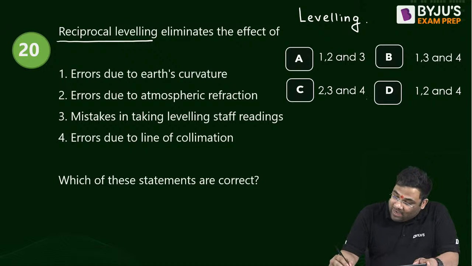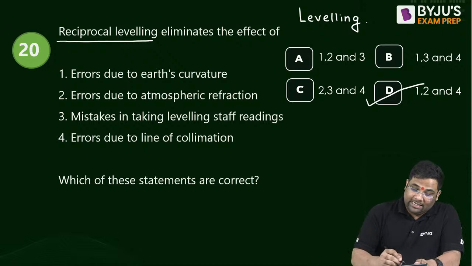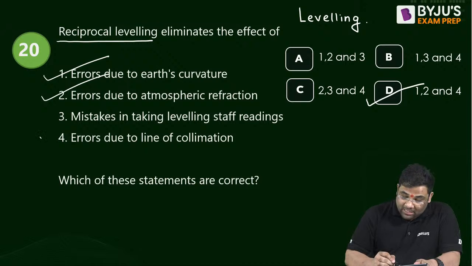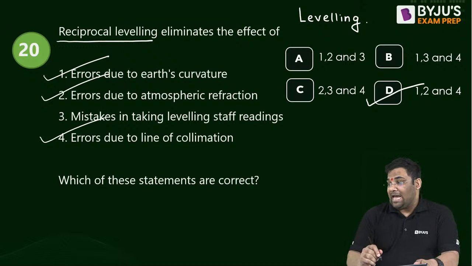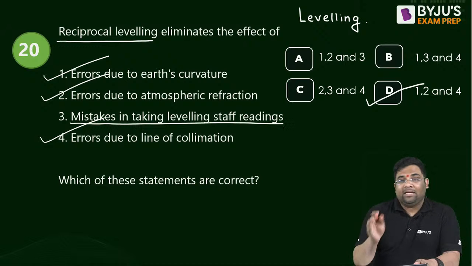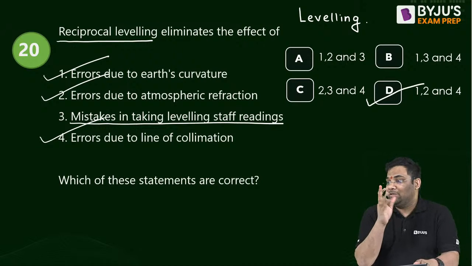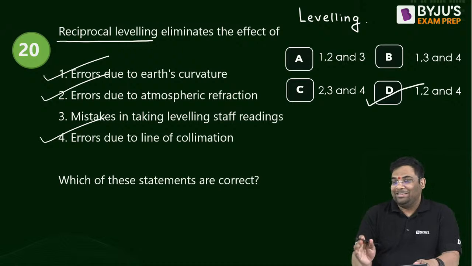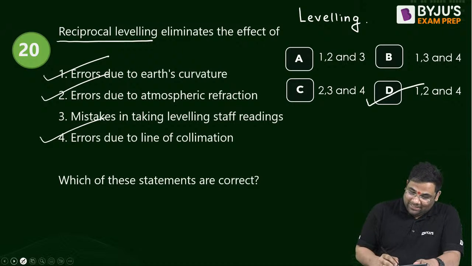Yes. 1, 2 and 4. It removes the errors due to Earth's curvature. This removes the error due to atmospheric refraction, also due to collimation error. But if somebody is making mistakes in leveling, then we can't do anything about that. Then you change the person. If the person is doing some mistake, then change the person. So, this is the answer.